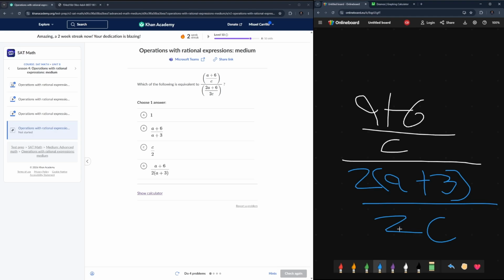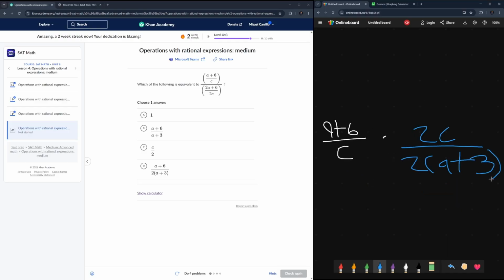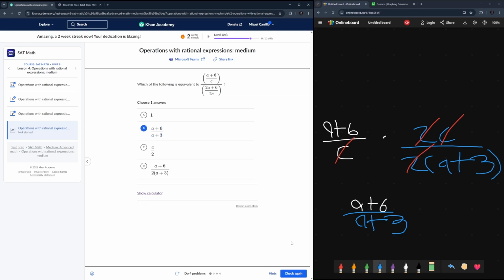So what do you do when you're dividing a fraction by a fraction? You multiply by the reciprocal. Okay, so this would be how the multiplication by the reciprocal would look. We just flip the fraction and we are multiplying. So what happens here is that the two c's cancel out, the 2's cancel out, so now you just have a plus 6 over a plus 3, and that matches option B here, a plus 6 over a plus 3.